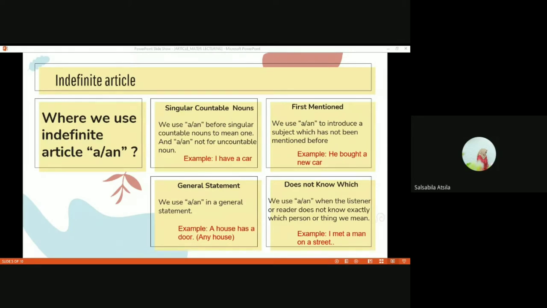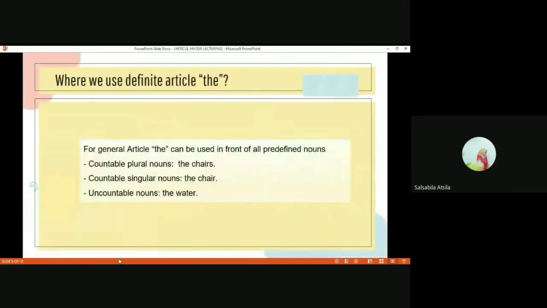And next, in general statements, we use a or an. For example, a house has a door. So we know that in general, every house must have a door. Next, if the listener does not know which, we use a or an when the listener or reader does not know exactly which person or thing we mean. For example, I met a man on the street. We use a because they don't know which person is being referred to. So in the sentence, we use a.